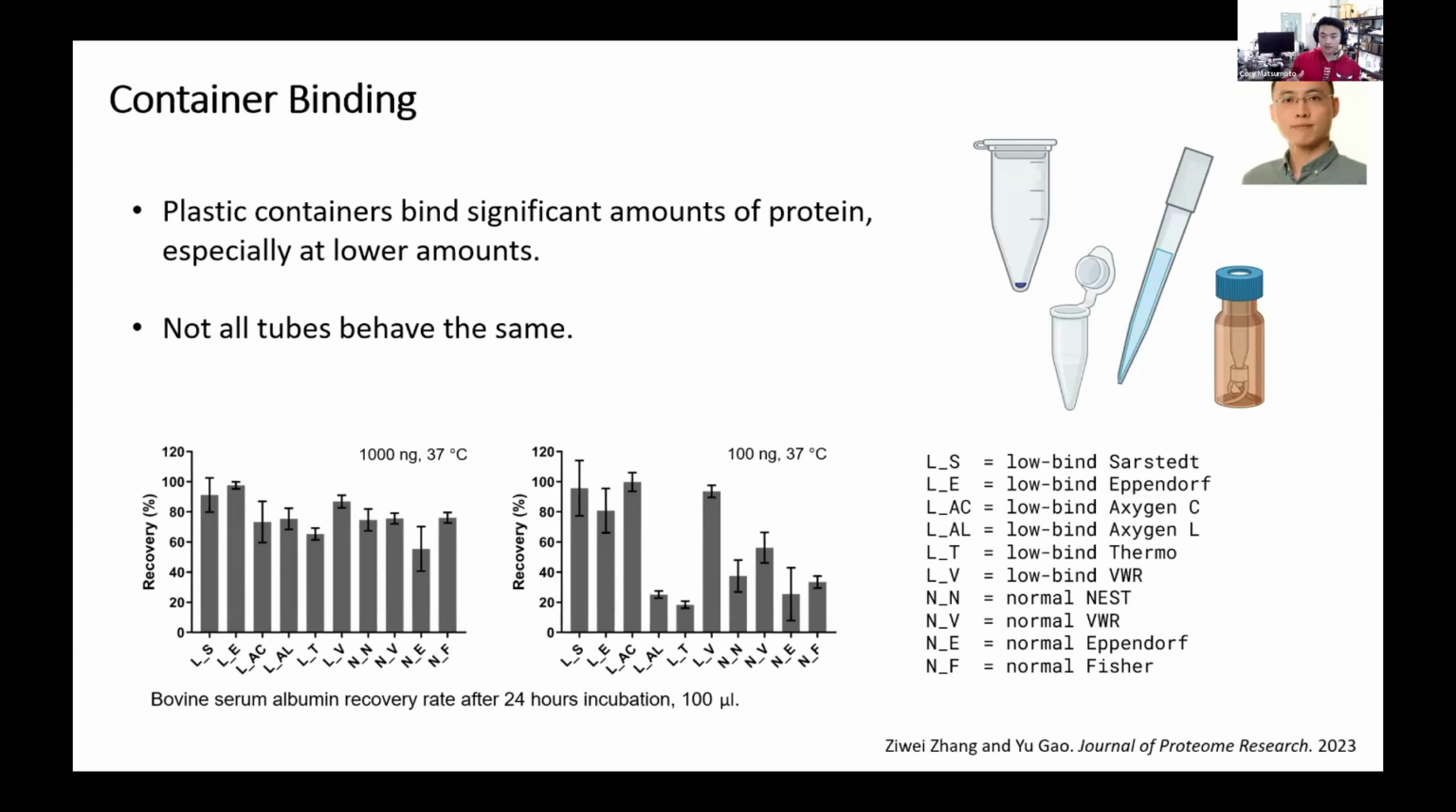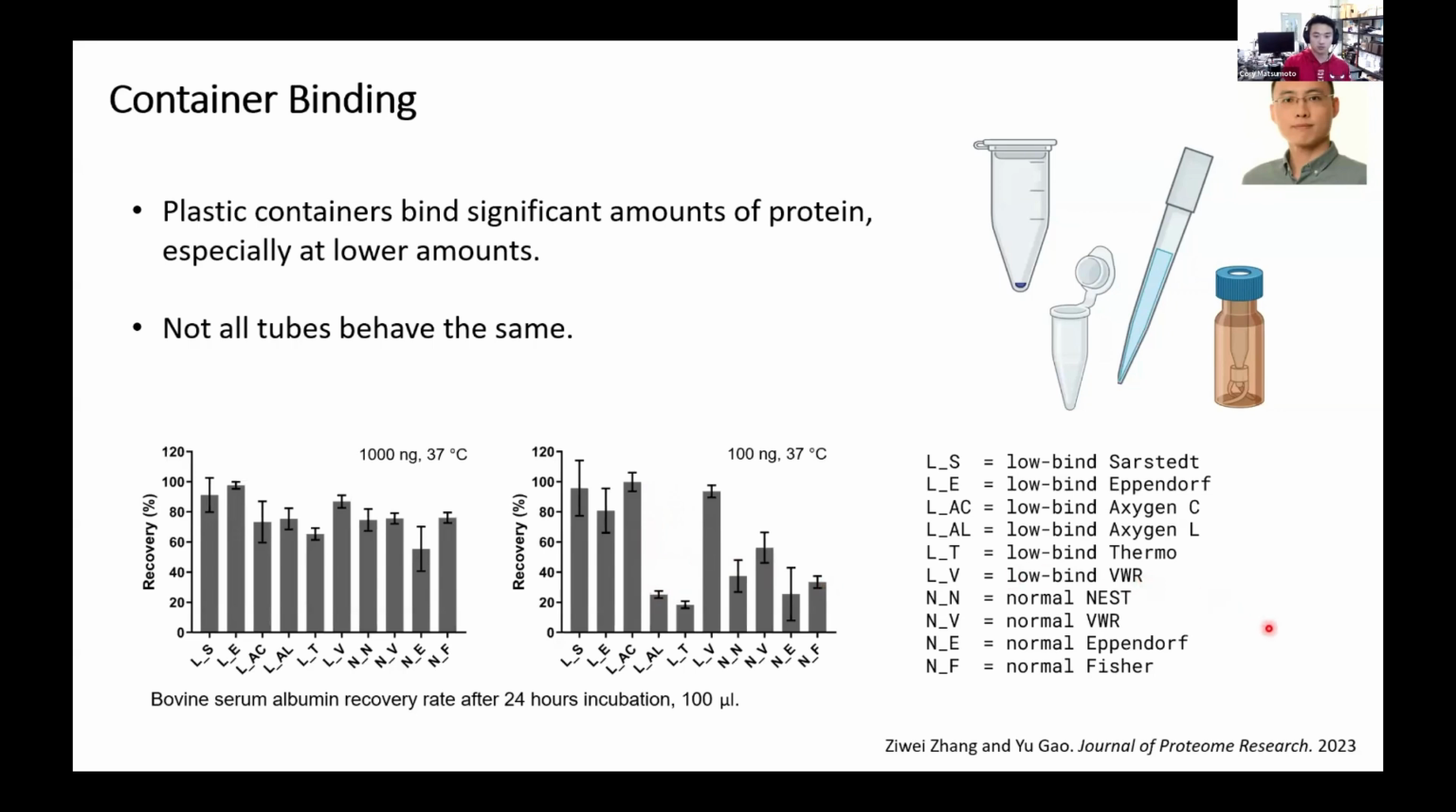To further emphasize the issue of container binding, I'd like to show this paper from our lab by Dr. Ziwei Zhang and Dr. Gao, where they tested the amount of BSA protein binding to various tubes, as you can see on the x-axis, using various amounts, 1 microgram as well as 100 nanograms. What we could see from these results is that as we go to lower amounts, in particular 100 nanograms, we see a significant increase in the amount of loss. And you can think of a single cell having 300 picograms, this loss is going to be even more significant.